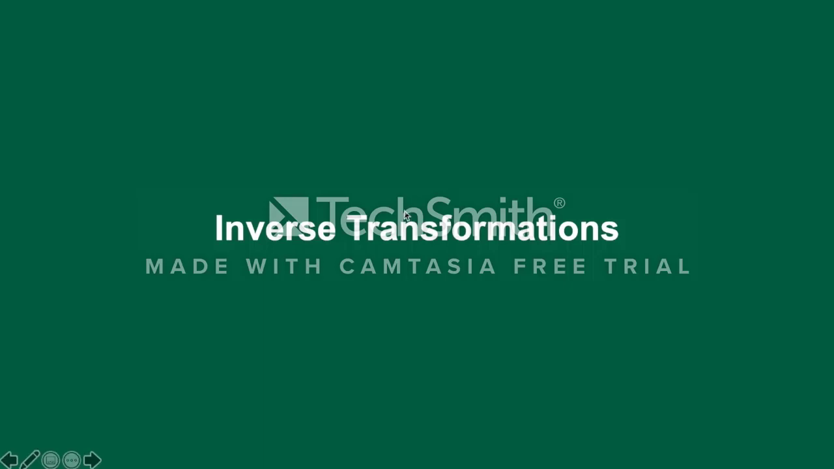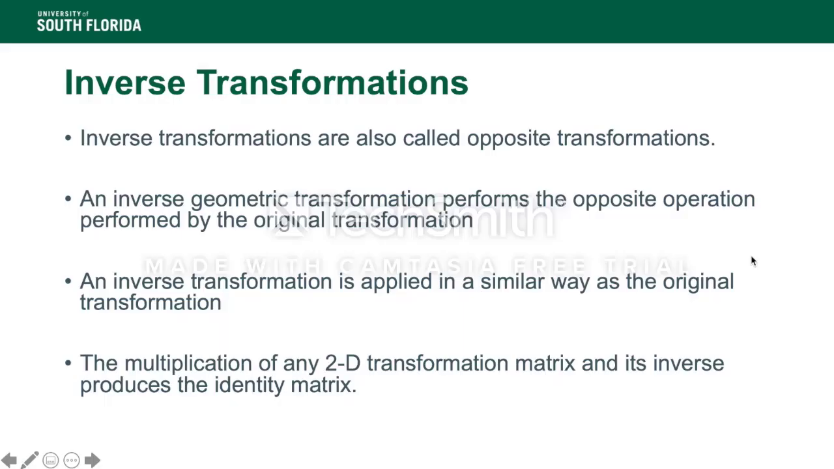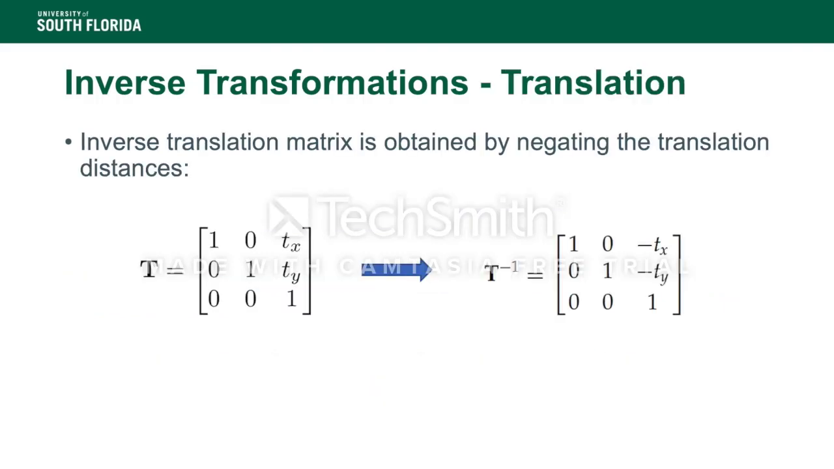Inverse transformations. Inverse transformations are also called opposite transformations. An inverse geometric transformation performs the opposite operation of the original transformation. An inverse transformation is applied in a similar way as the original transformation. The multiplication of any 2D transformation matrix by its inverse will produce the identity matrix. How do we obtain the inverse transformation matrix?